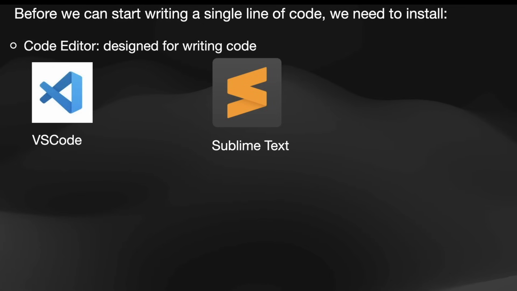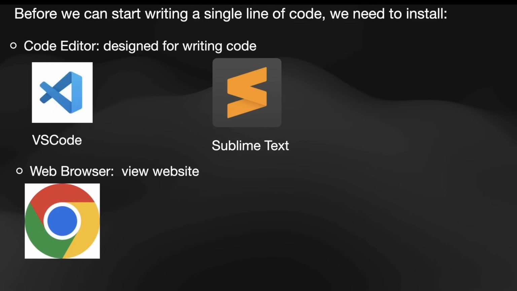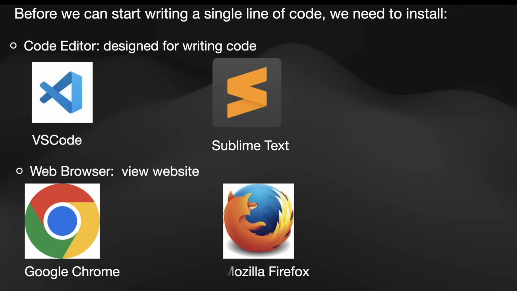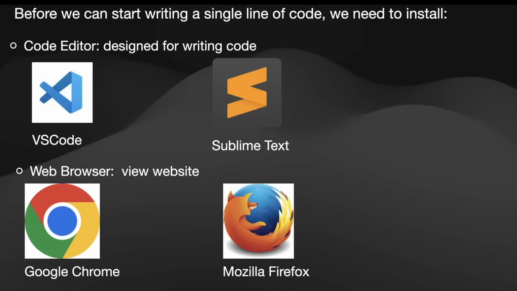The second thing we need is a web browser. A web browser simply helps us to view our website. An example of a web browser is Google Chrome. We also have Mozilla Firefox and many others. For this course, I'm going to be using VS Code because VS Code is the most popular code editor out there. And I'm also going to be using Google Chrome.